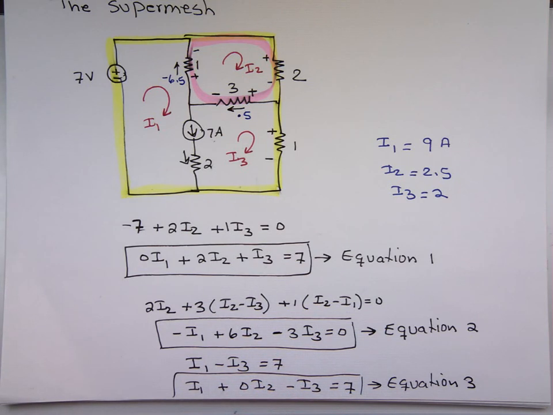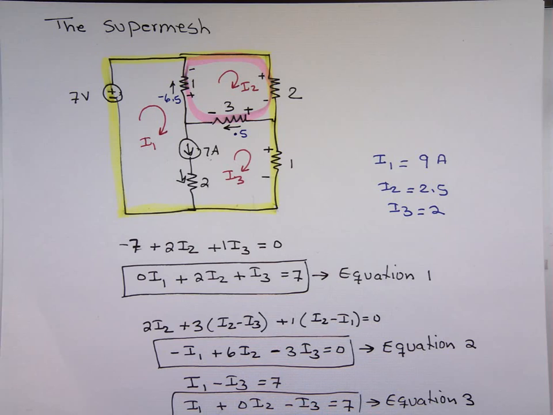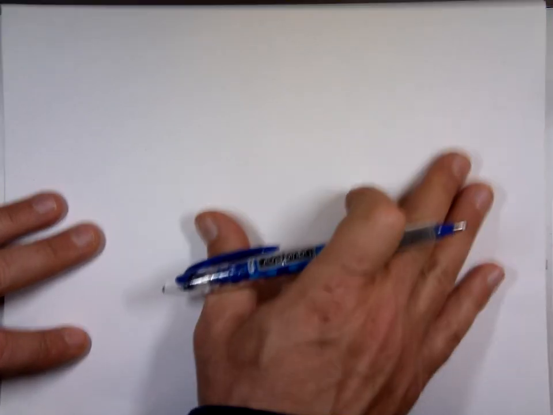Let's take another one and put a dependent source in it. Again, super mesh. It looks just like the one we did, so let me look for something different. The back of the book, I'll try to find something different.